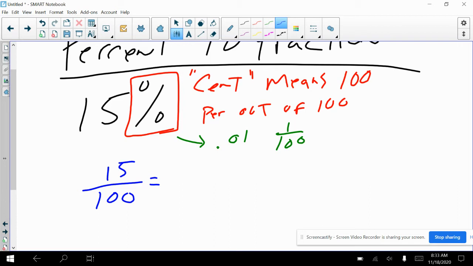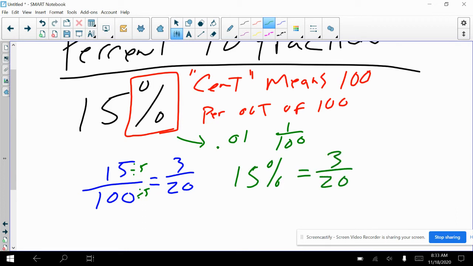All right, that would be 3/20. We divide by 5, and we get 3/20. So 15% is the same thing or equal to 3/20. Because again, we're doing percents and fractions. Okay, so far so good.